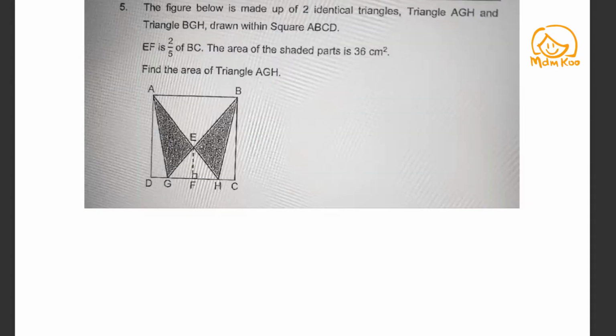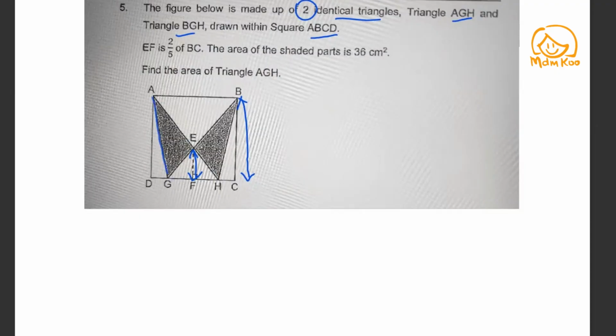Let's take a look. The figure below is one of two identical triangles, triangle AGH and triangle BGH, drawn within square ABCD. EF is 2/5 of BC, so EF is here and BC is here. Okay, so later we'll take a look at this again. The area of the shaded parts is 36 square centimeter. Find the area of triangle AGH.